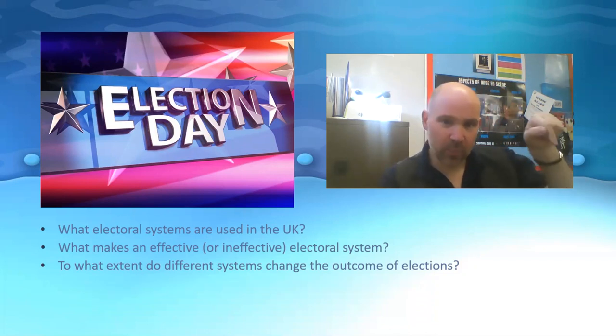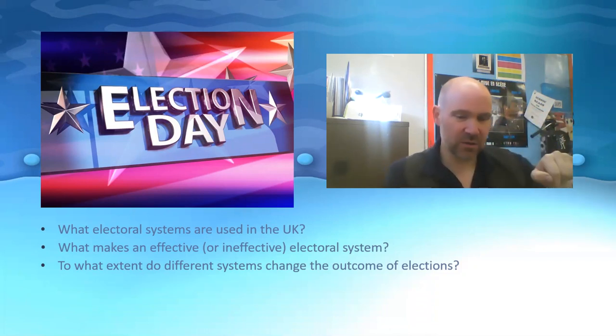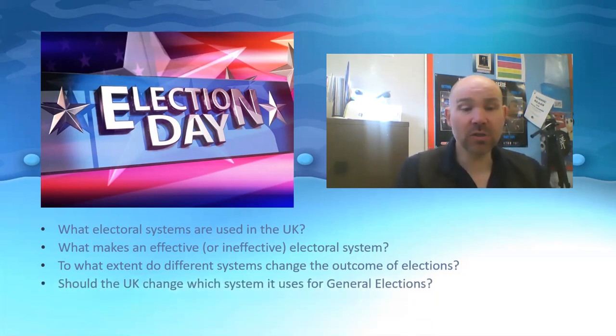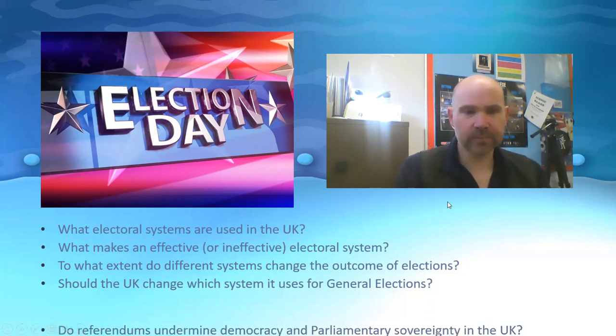But do look at that little point there. It says, to what extent do different systems change the outcome of elections? So this isn't just a yes-no answer. It's a, well, where would it make a difference, and where basically doesn't it matter at all? Should the UK change which system it uses for the general elections? And one of the first topics we're going to look at in the second video is what is our electoral system for general elections, and what difference does it make, and should we change it?